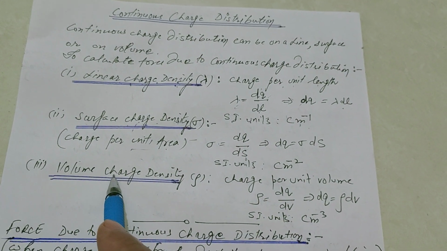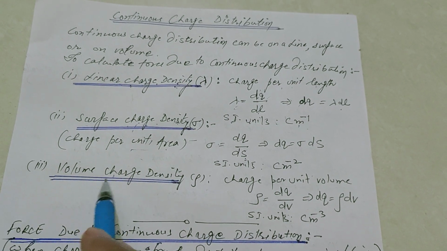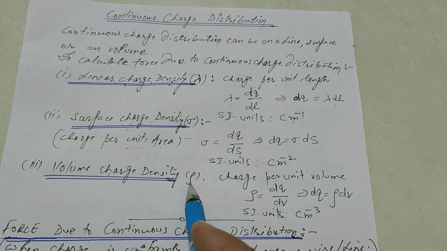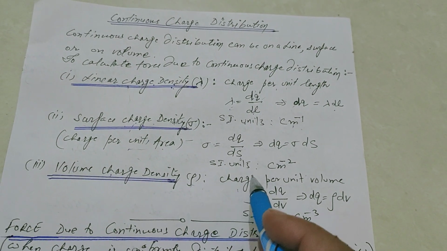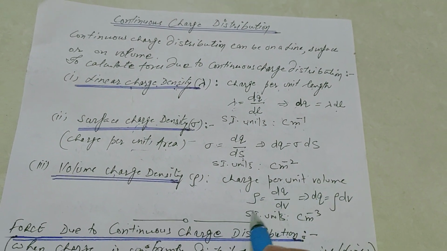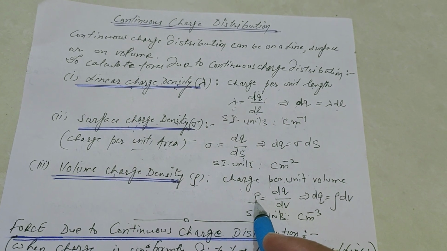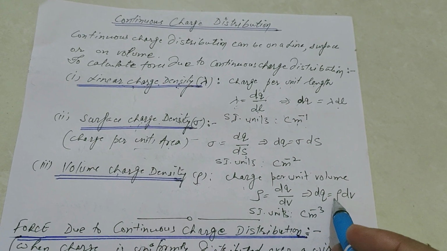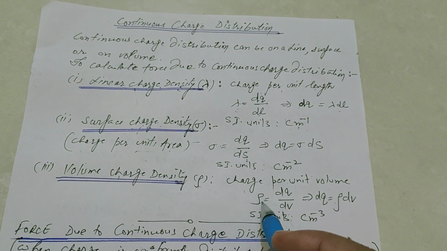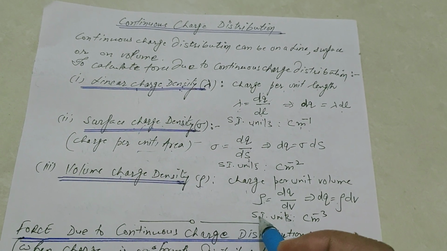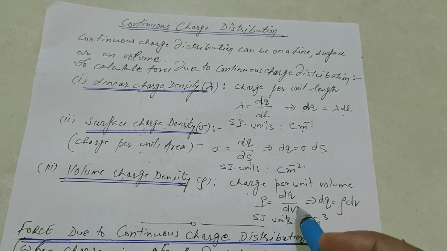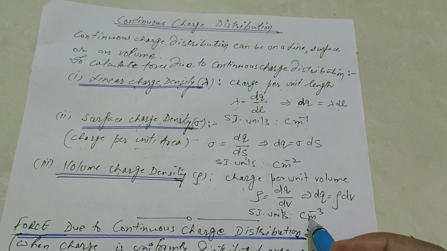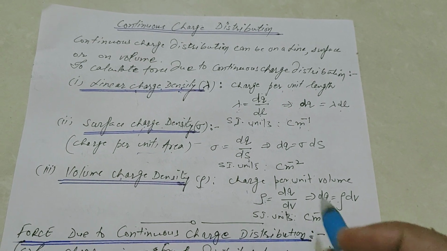When charge is distributed over some volume, then we will use the term volume charge density. It is denoted by rho. So what is the definition? It is charge per unit volume. So rho, volume charge density, is dq by dV. So dq is rho dV. And so far as its units are concerned, in SI system, charge again is measured in coulombs, and for volume it is meter cube. So units will become coulomb per meter cube.